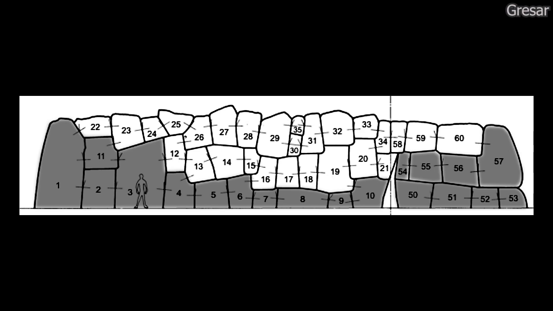Moving to the left, the internal corner needed to be formed first. This involved laying block 19, followed by 20 and 21. Then blocks 17, 16, and 18. Next were blocks 13, 14, and 15. Finally, block 12 was placed.